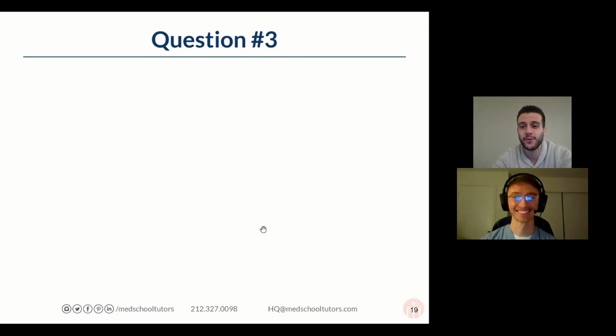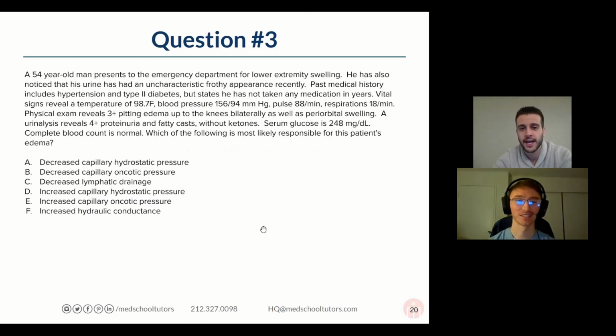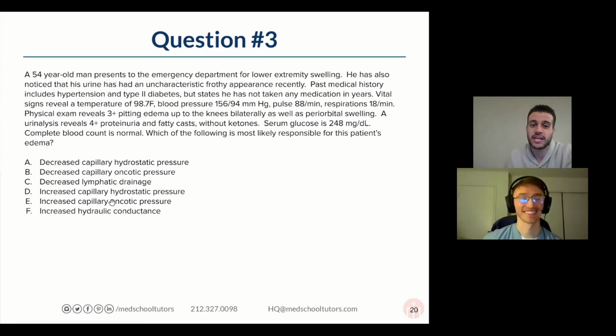All right, so we'll wrap up with one last question and give you one more example of how we approach things. And we can be pretty quick with this one now that you guys have the flow of how we approach this. Start with the question itself. What's most likely responsible for the patient's edema? And I'm still a proponent of just taking a quick glance at those answer choices. We're dealing with those Starling forces in this case. You have capillary hydrostatic pressure, capillary oncotic pressure, and lymphatic drainage, and then variations on that, decreased, increased. So that's the gist of what we're focusing on: what's going on intravascularly as it relates to fluid.